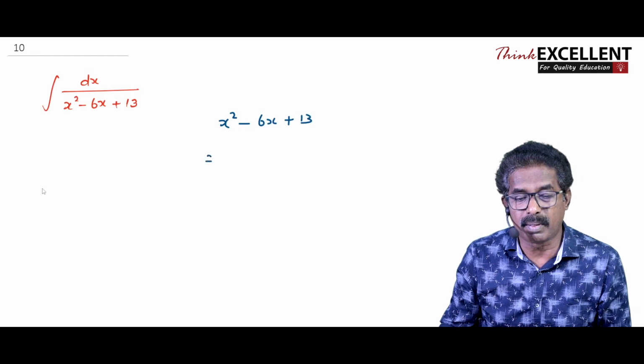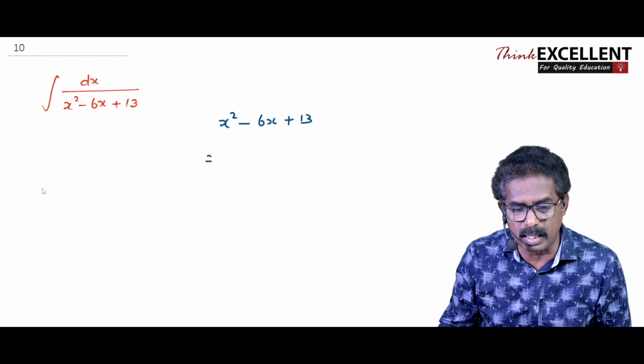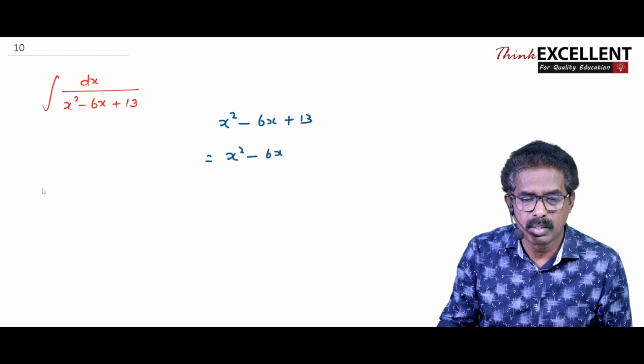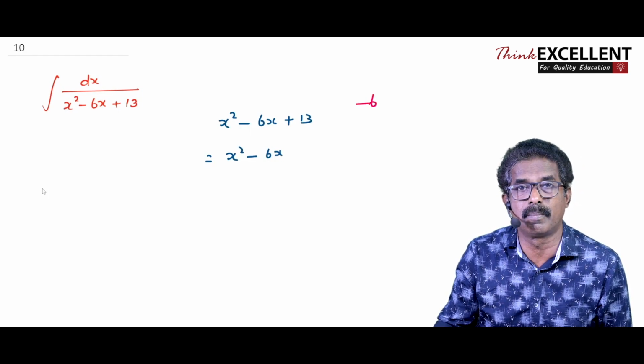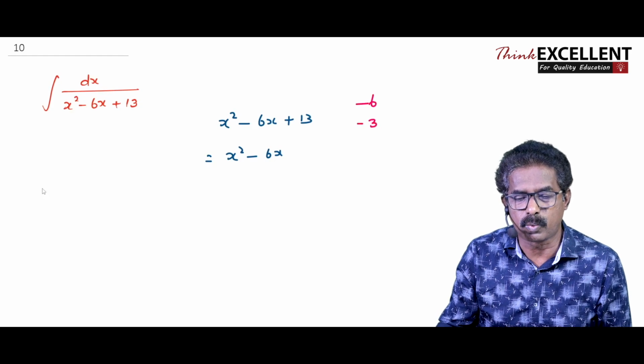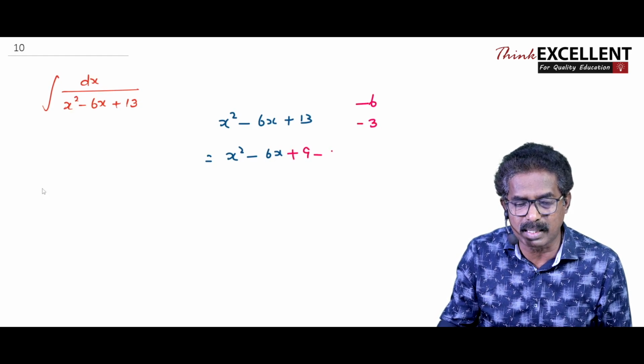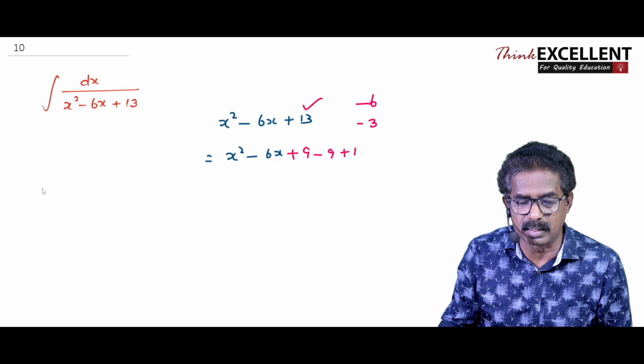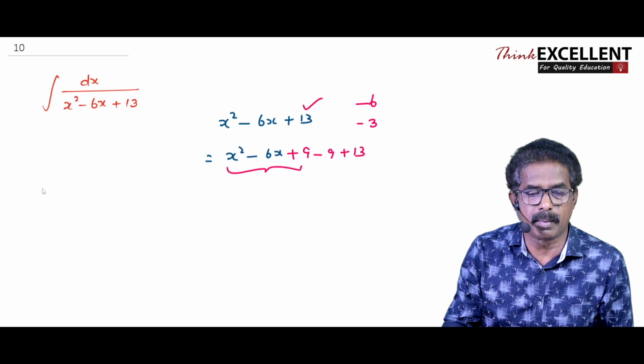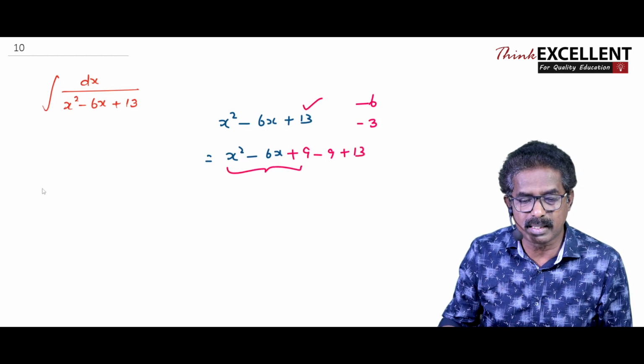So இது நம்ம perfect square கொண்டு வரும். x square coefficient 1 minus 6x. ஒரு term add பண்ணும், subtract பண்ணும். x coefficient minus 6, half of that minus 3 square பண்ணிங்கன்னா 9. So plus 9 minus 9, last term is 13. So first 3 terms, a perfect square, x minus 3 the whole square.